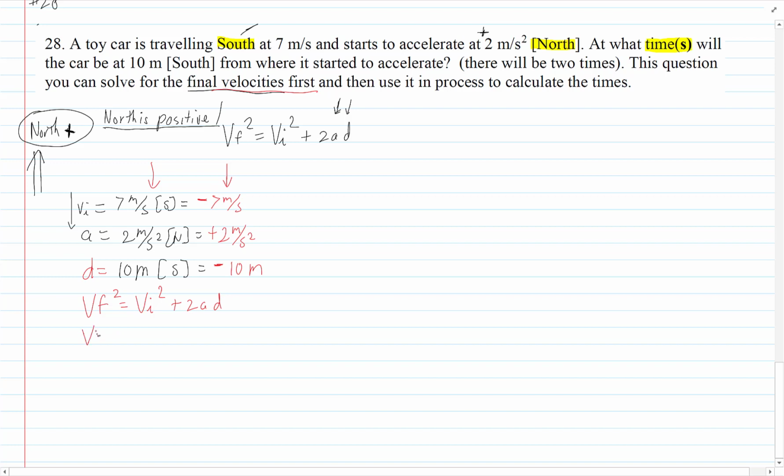So VF squared is equal to VI squared. VI is negative 7, so negative 7 all squared, plus 2 times A, which is positive 2, and D, which is negative 10. So we get positive 49 here, that's what negative 7 squared is, and this is going to be negative 40. So VF squared is equal to 9, and we get VF is equal to plus or minus 3.